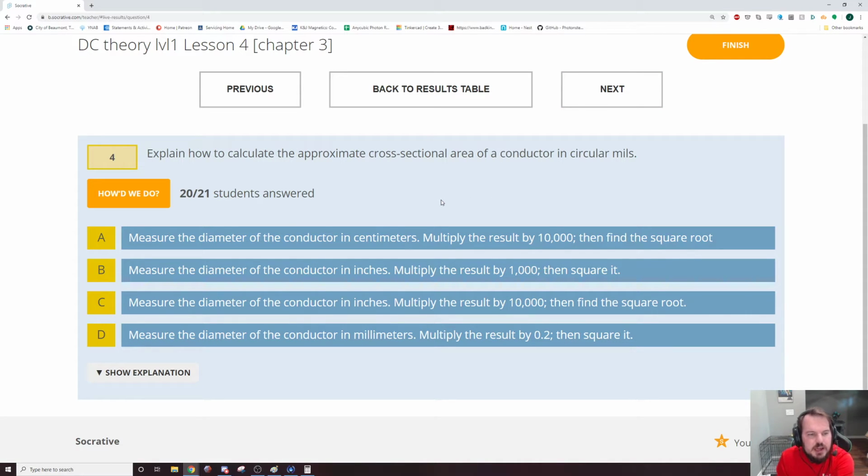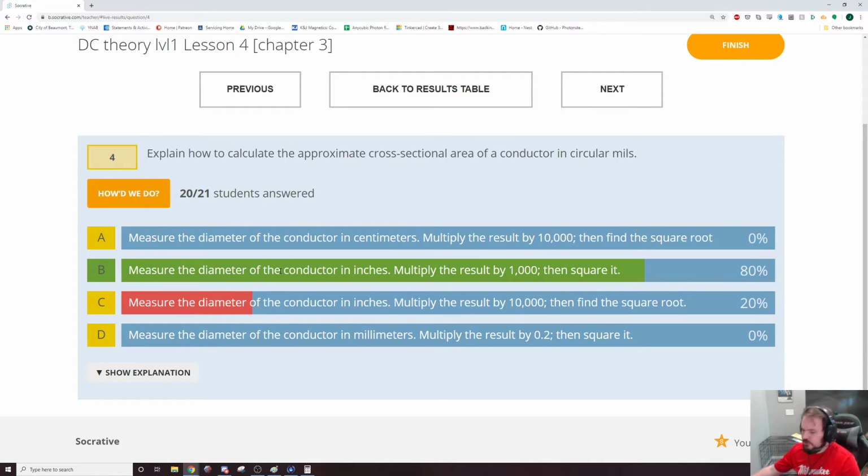To explain how to calculate the approximate cross-sectional area of a conductor in circular mils. Okay, so this is that other part that I explained. Measure the diameter of the conductor in inches. Yes, so measure it in inches.